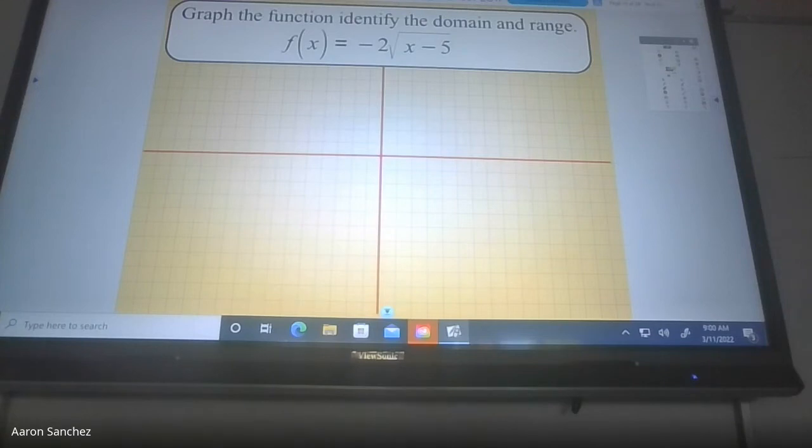What's the H and K? And then we take the square root, but then we multiply by negative 2, right? Take the square root of our numbers, and multiply by negative 2.